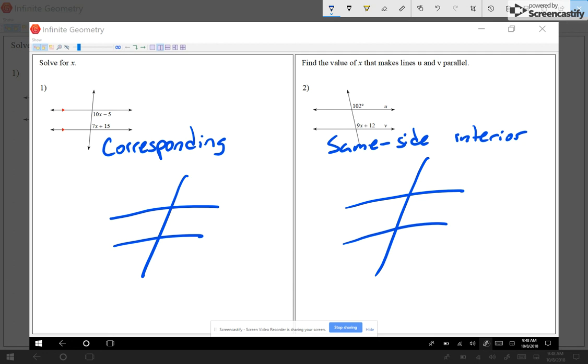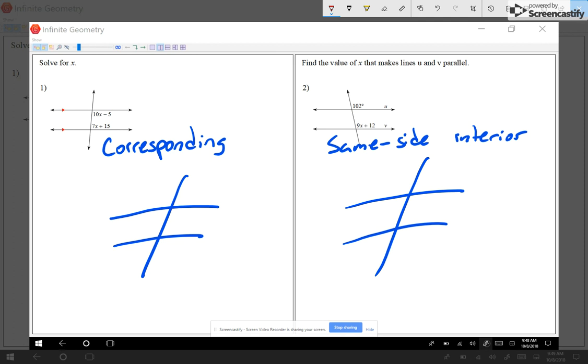So same side interior. For today and last week, the names were not important, but by the end of the week, they will be. On the test on Friday, there's 15 questions, and 5 of them are identify or name that relationship. So the name, make sure you guys understand that by Friday. Like I said, today is not going to be that important, but by Friday, it will be.